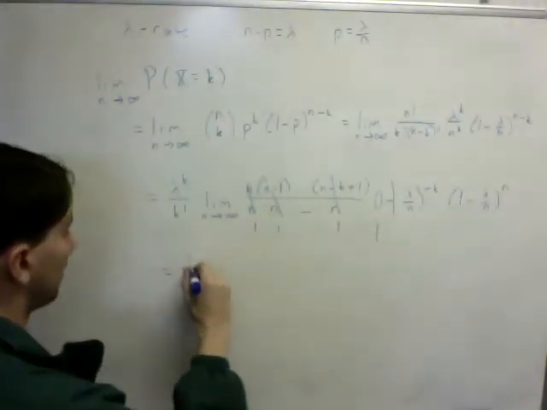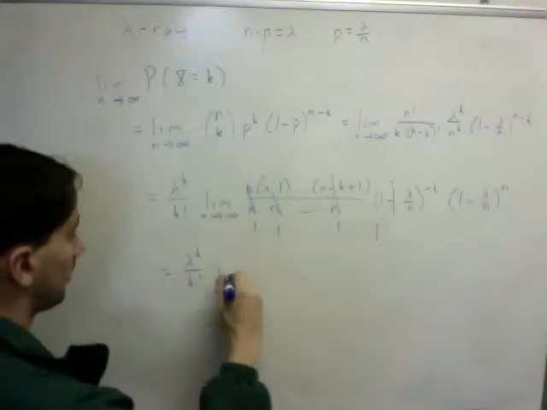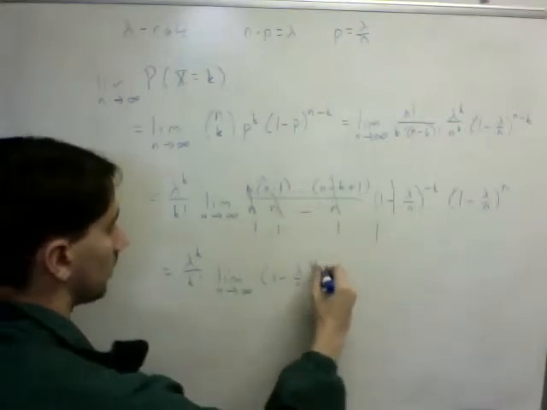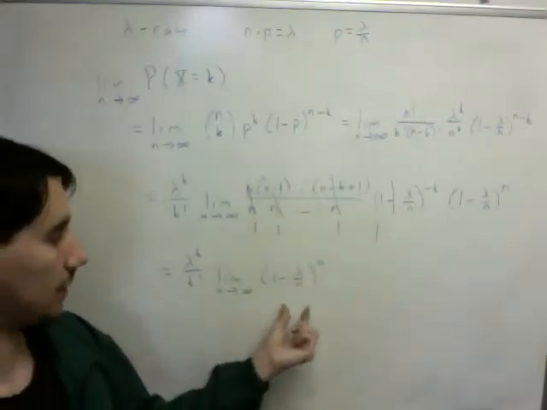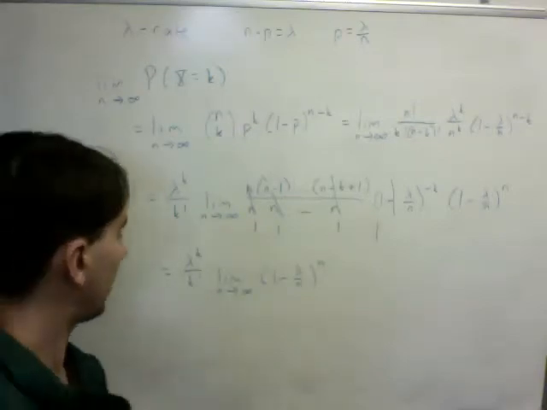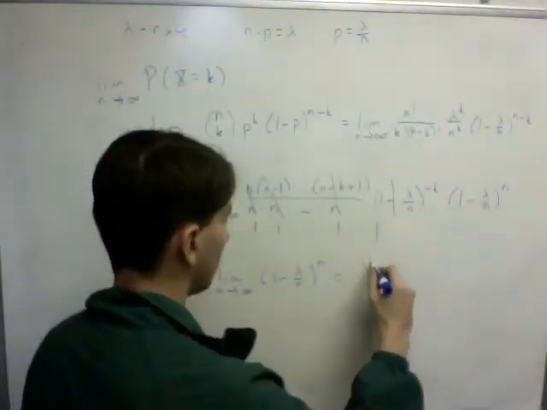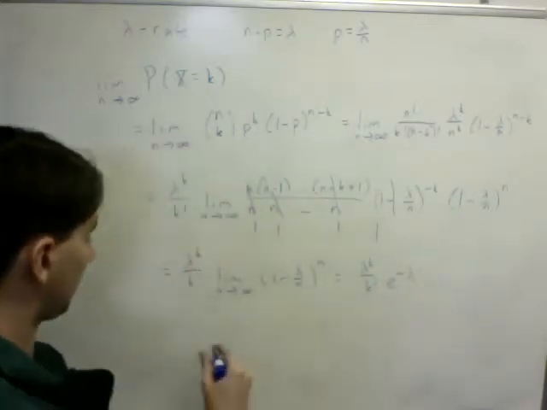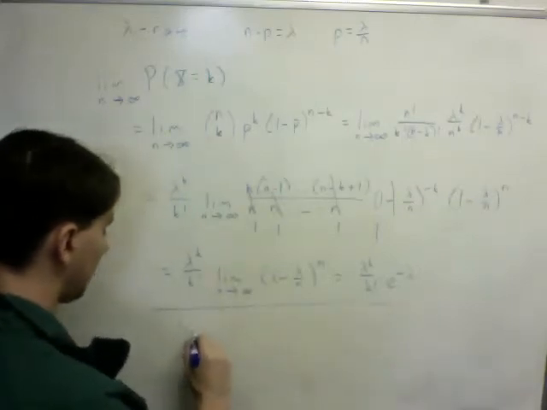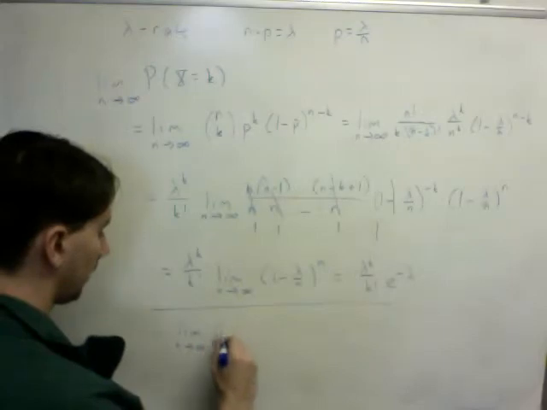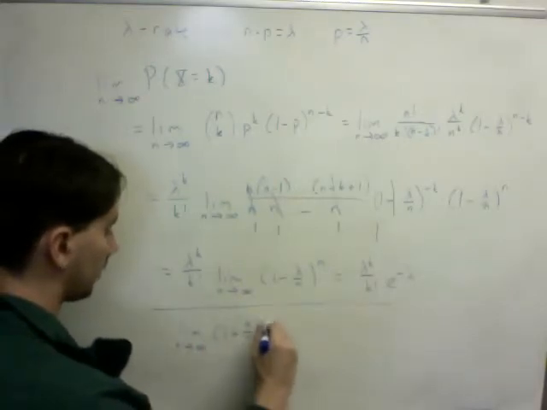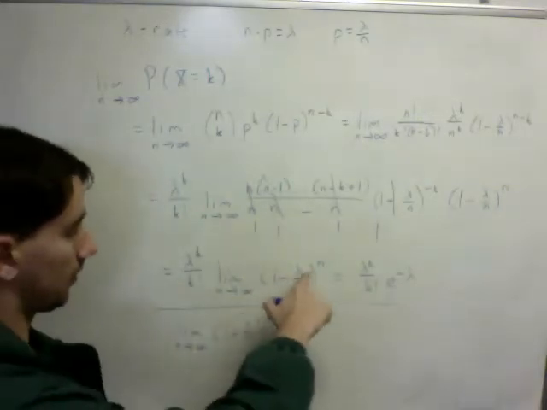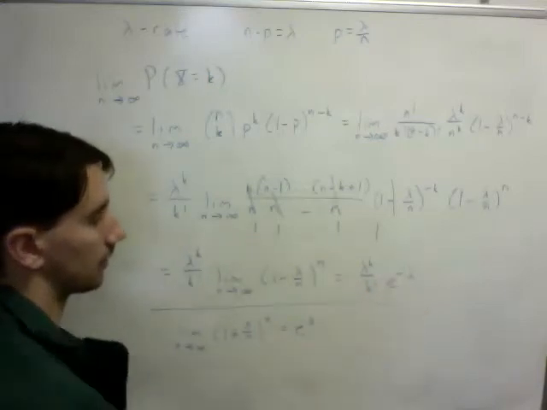So we end up with lambda to the k over k factorial times the limit as n goes to infinity of 1 minus lambda over n to the n. And maybe I'll justify this in class, but it turns out that this limit here actually is e to the minus lambda. So what I'm using is this rule: the limit as n goes to infinity of 1 plus x over n to the n is always just equal to e to the x. And so what I've got is a negative lambda in place of x, and so it becomes e to the minus lambda.